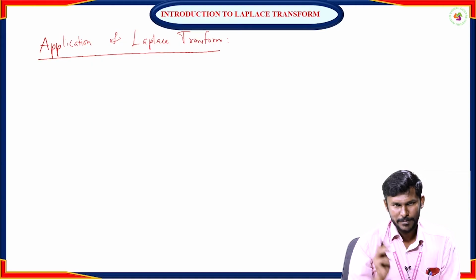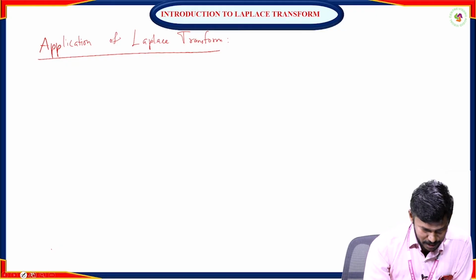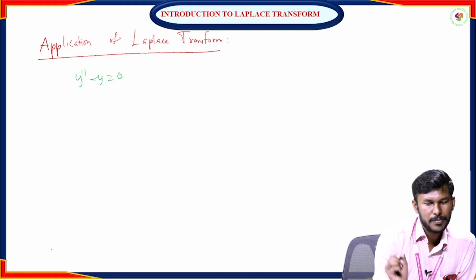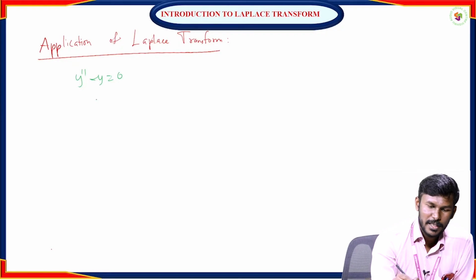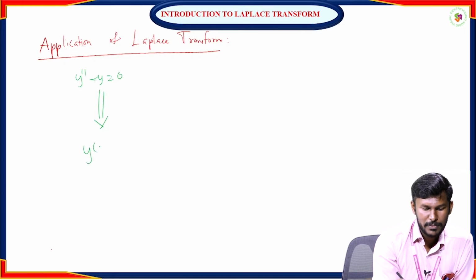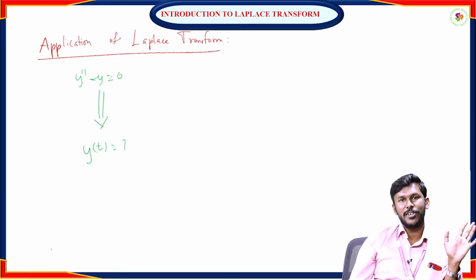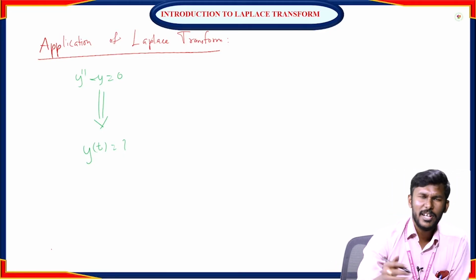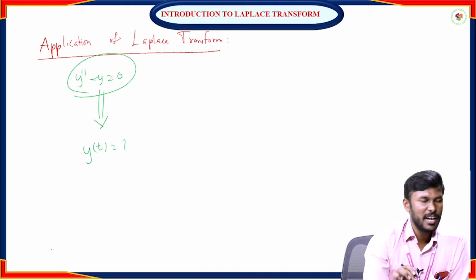For simplicity, I take a linear ODE. Suppose this is my equation, y double dash minus y equal to 0. It is a differential equation, and we have studied many methods to apply. After applying the methods, we find the solution, my y of t. We have already studied many solution methods: homogeneous, linear, Bernoulli, exact, and many others. Whenever a differential equation is given, we have to find the solution, and that is what we can normally do.